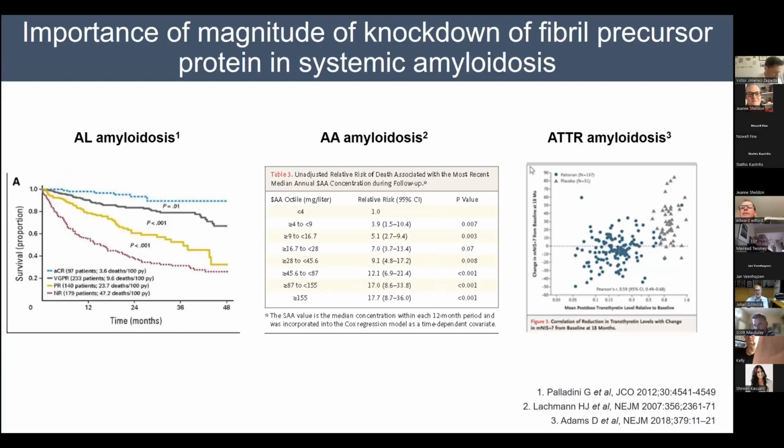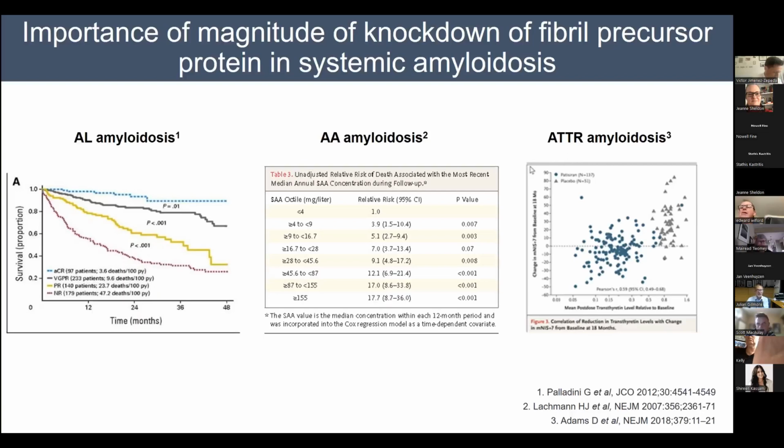compared to patients who achieve what hematologists call a VGPR, very good partial response, equivalent to about 90% knockdown of the amyloid-forming light chain. And those patients, in turn, do better than those who achieve a partial response, defined as between 50 and 90%, who in turn do better than patients who achieve no response, defined as less than 50% reduction of the fibril precursor protein.